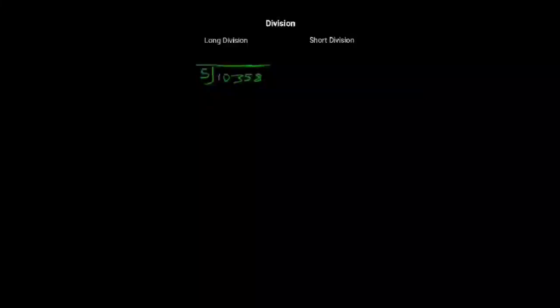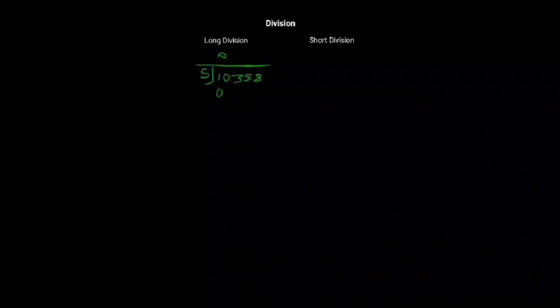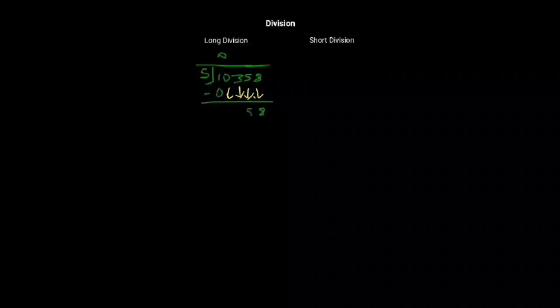We will now look at a long division. The question that we have is 5 divided by 10,358. So we're going to solve this using long division. We have 5 into 1 is 0. Then we multiply 5 by 0 and that gives us 0. We now subtract that. Since there is nothing under the 8 will come down. The 5 will come down, the 3 will come down, and the 0 will come down. So we're going to rewrite 8, 5, 3, 0, and then 0 subtract 1 will give us 1.